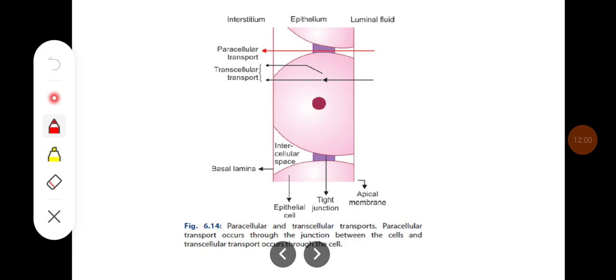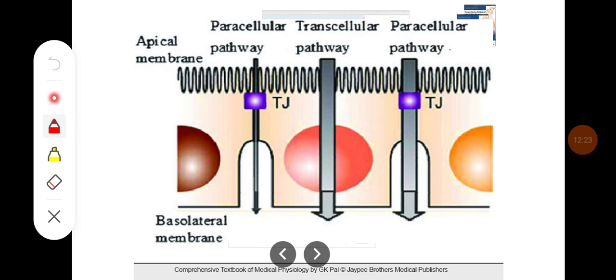So this is the diagram showing the transcellular transport and paracellular transport. Transcellular, it occurs across the cell, whereas paracellular transport occurs between the cells. So this is another diagram showing the paracellular and transcellular pathway. Transcellular, the transport occurs across the cell, whereas the paracellular, the transport occurs across the tight junctions.